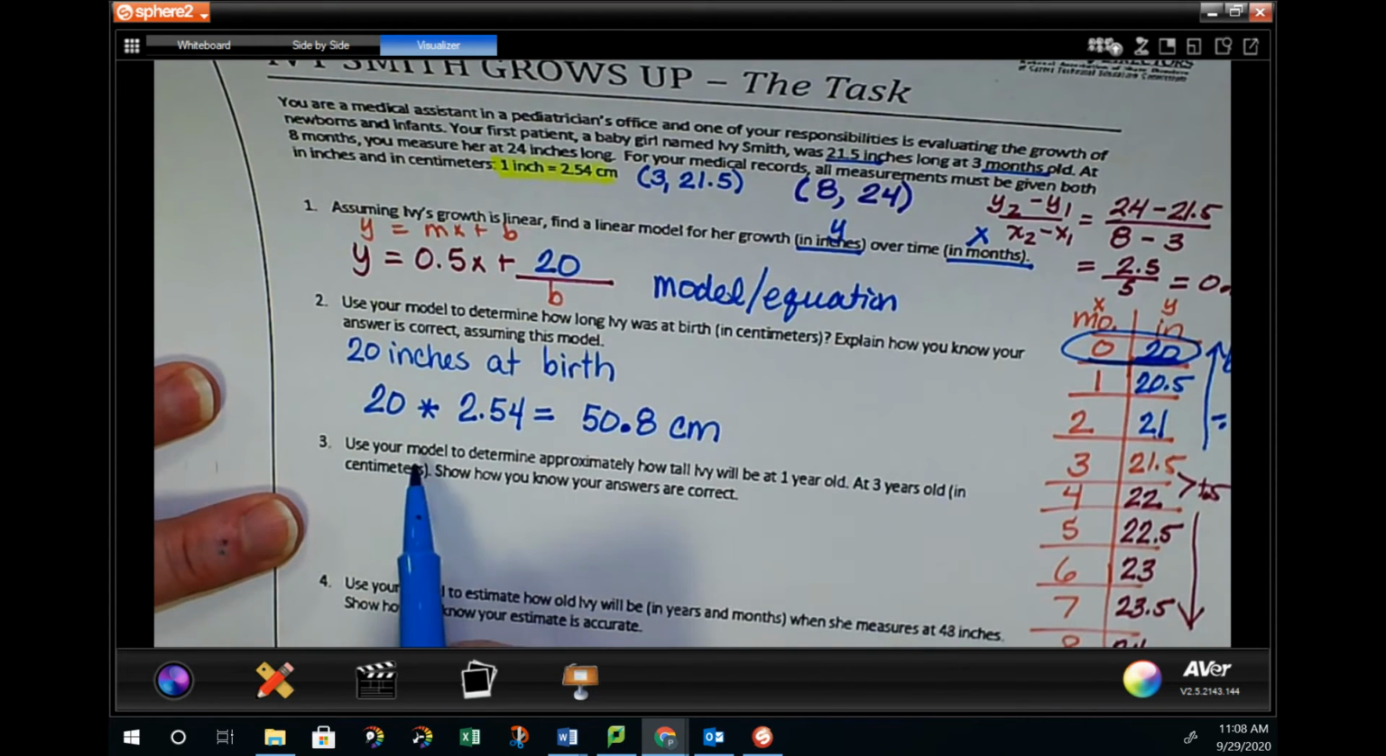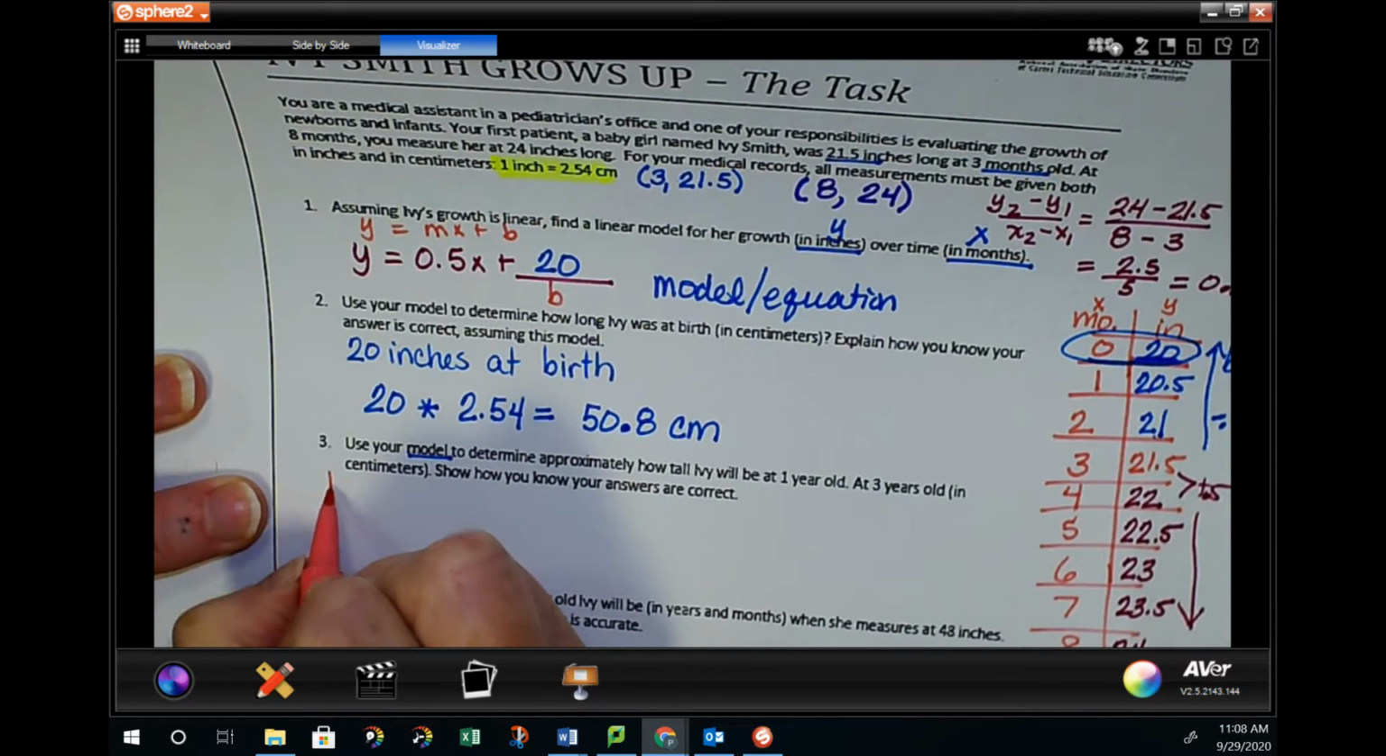Then you use your model, your equation, again to figure out how tall she'll be at 1 year. Well, when we do this, we have to do 1 year.